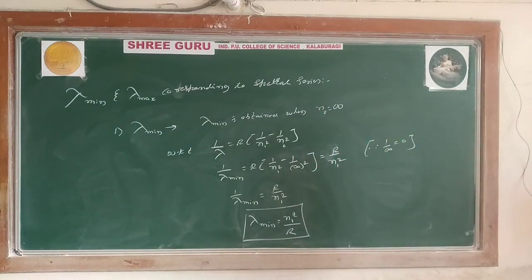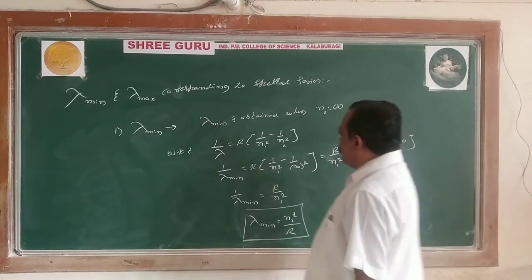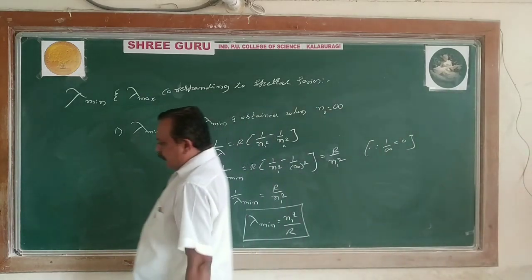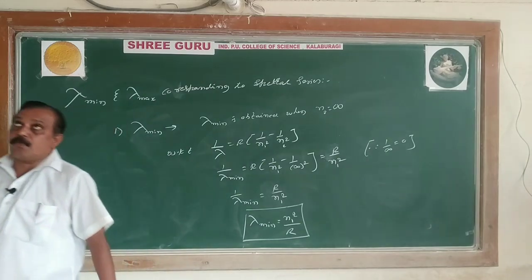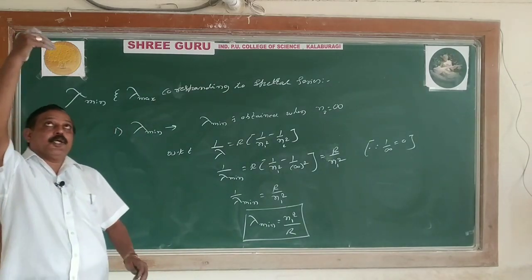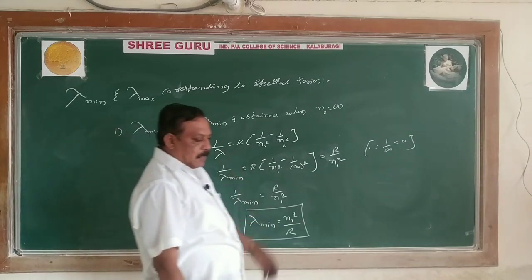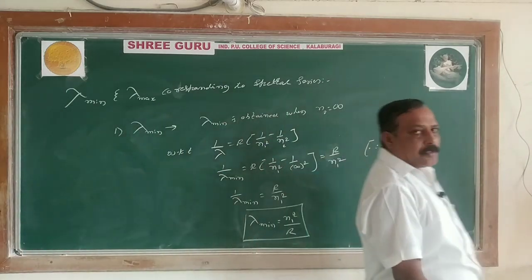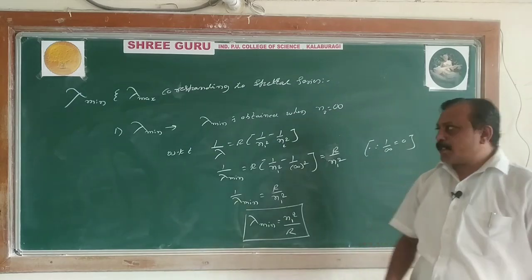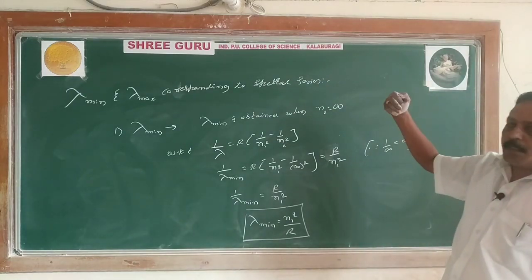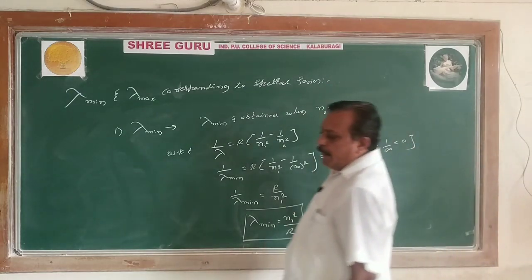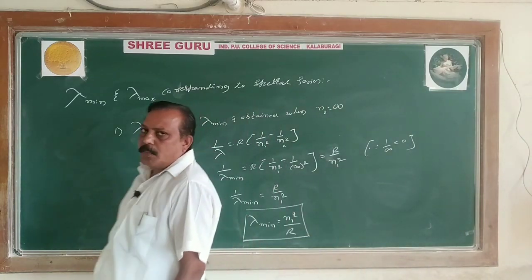The lambda minimum is obtained when n2 equals infinity. Then we cannot decide n1. When it jumps from n2 equals infinity to an orbit, if you know n1, then we can calculate whether it is the Lyman series, Balmer series, Paschen series or Pfund series. On that basis n1 is decided, but n2 should be confirmed. It is jumping from n2 equals infinity. Then we get the minimum wavelength.